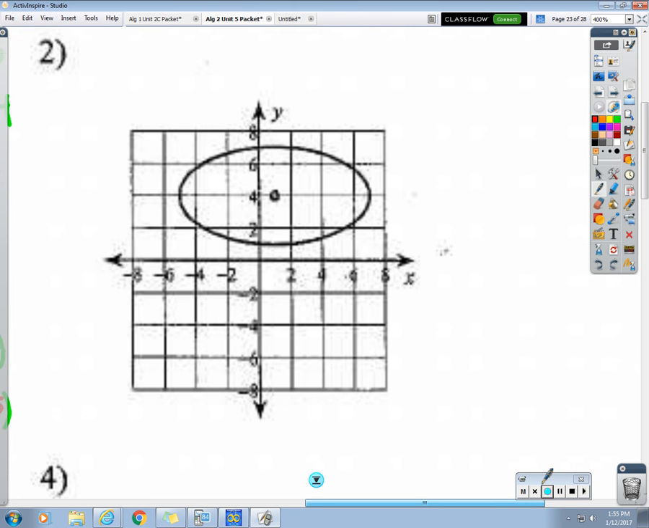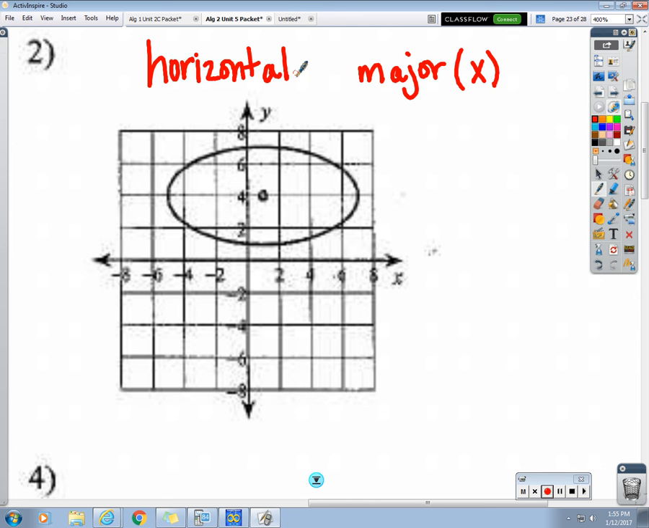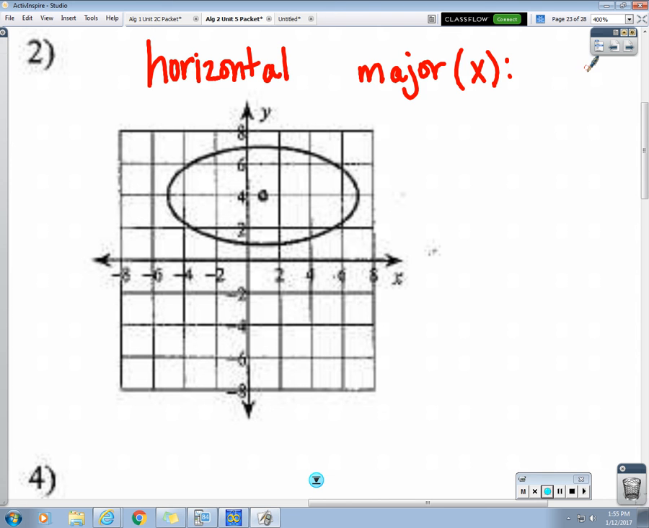Okay, number 2, horizontal or vertical? Horizontal. Which automatically means the major axis is the x-axis. Because remember, horizontal is side to side, and the x-axis is side to side. Now, the major axis always corresponds to what letter, A or B? A. A is always the larger number. And then that means the minor axis is the y-axis, and it corresponds to the B.